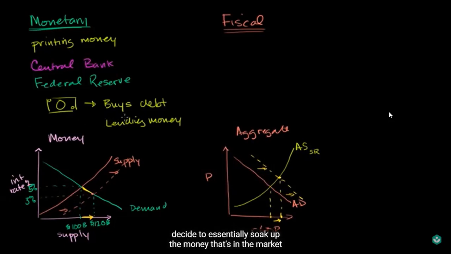And obviously, if the Federal Reserve decides to print less money, or if they essentially soak up the money that's in the market by selling some of the debt that they own so that they're sucking dollars out of it, then the opposite effect would happen.